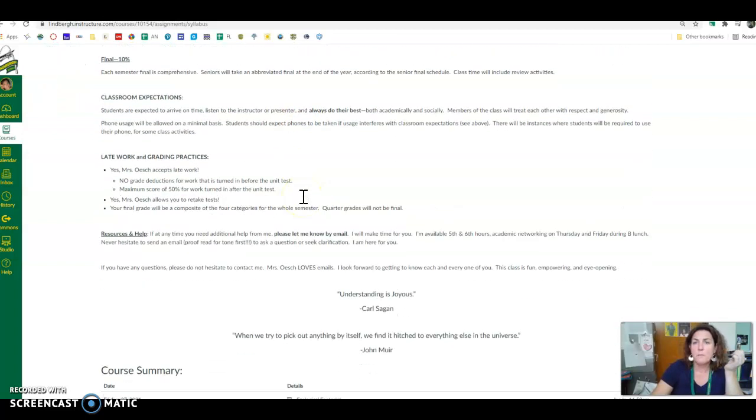I want to talk about late work and grading practices. So I do accept late work. I've always kind of accepted late work. I don't take points off for every day that something is late. What I like to do instead is at the end of the unit, the last unit quiz, that is sort of the big deadline, because after that, the maximum score that a student can earn is 50%.